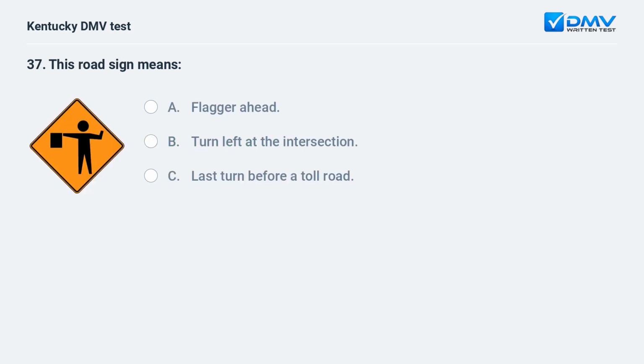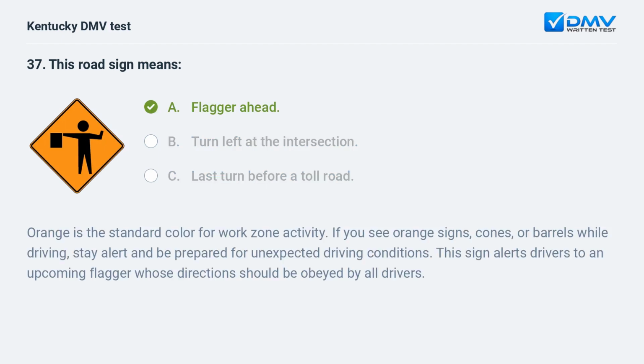This road sign means A. flagger ahead. B. Turn left at the intersection. C. Last turn before a toll road. A. Flagger ahead.